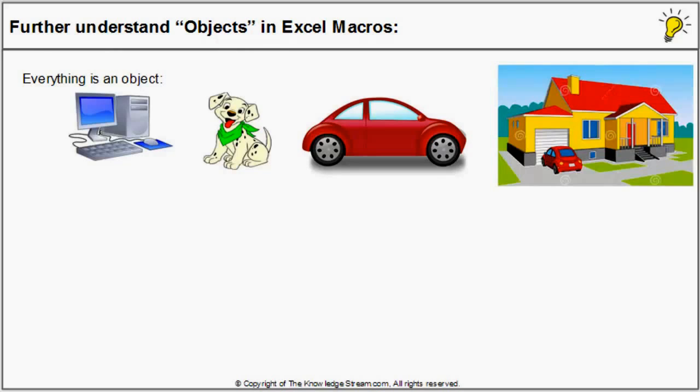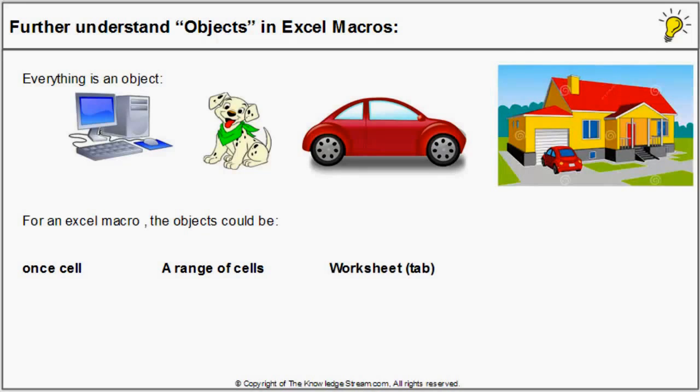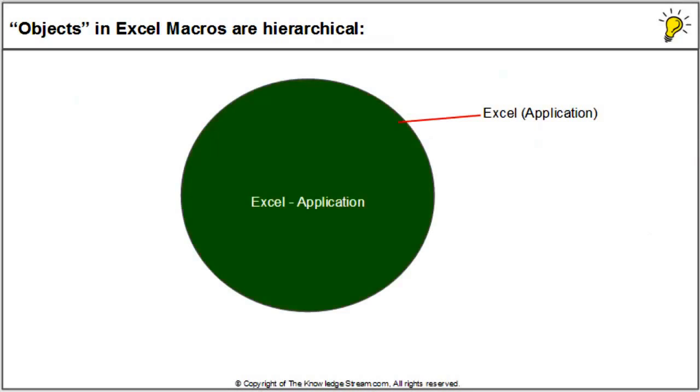In an Excel world, the objects could be one individual cell, a range of cells, a worksheet, also known as the tab, and a workbook. And just like a house, a workbook can be a collection of objects: cells, range of cells, and maybe even a pivot table. Objects are hierarchical in Excel macros, and on the top of the food chain is the Excel application itself.